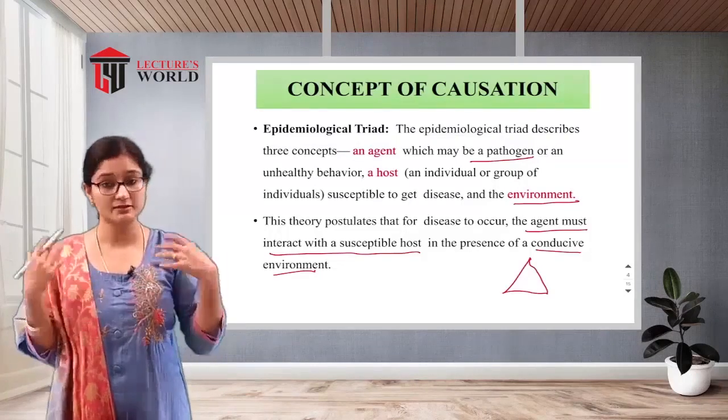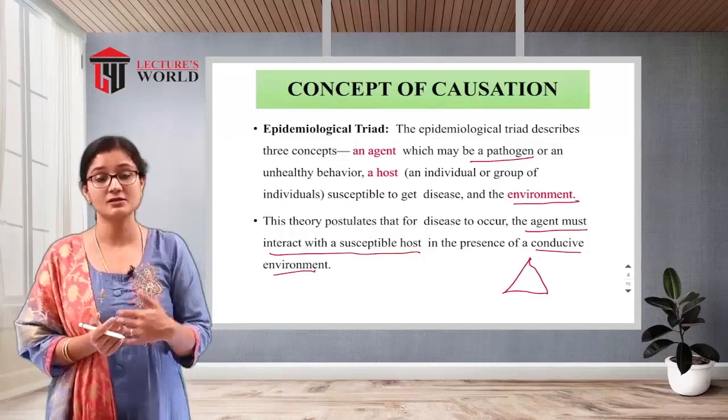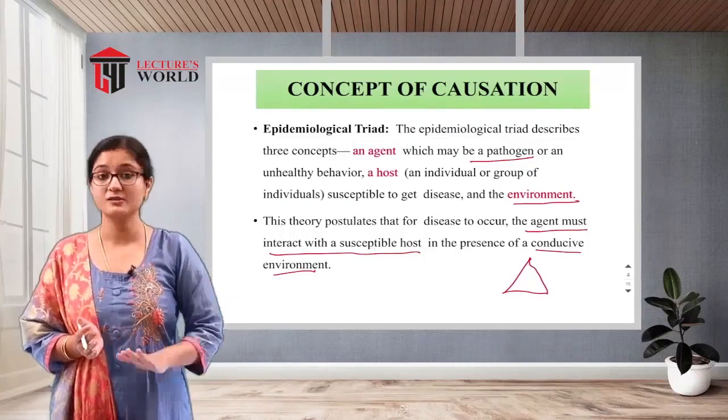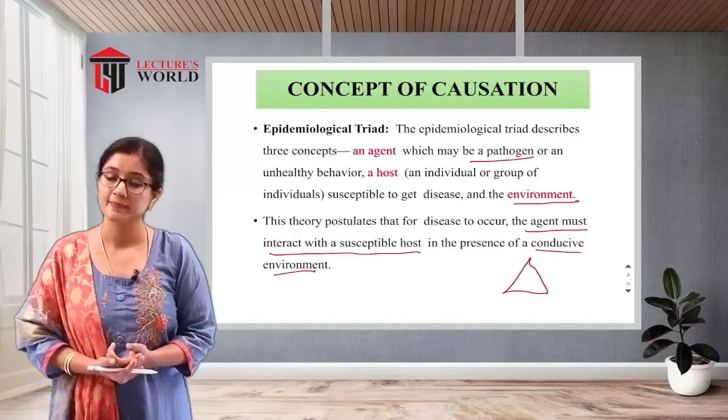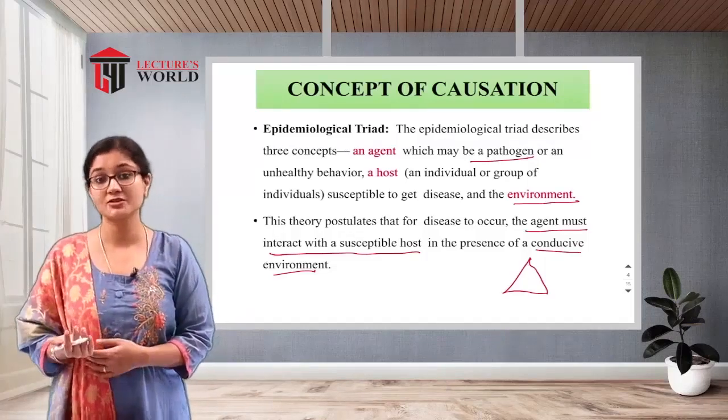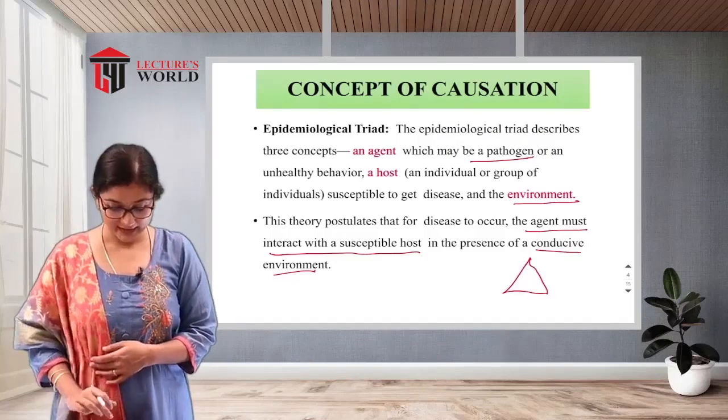Are you understanding? So the epidemiological triad concentrates on these three parameters, and whenever there is some problem in the environment, the environment is conducive, the human host is susceptible enough, then the agent can come and cause you disease. Clear enough? Yes, this is the epidemiological triad.